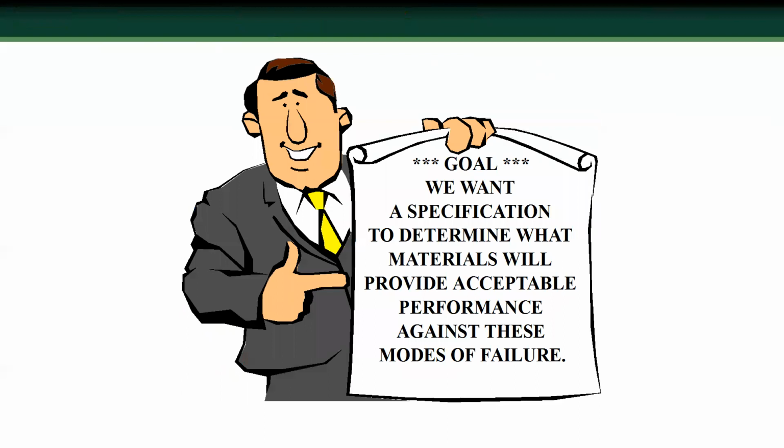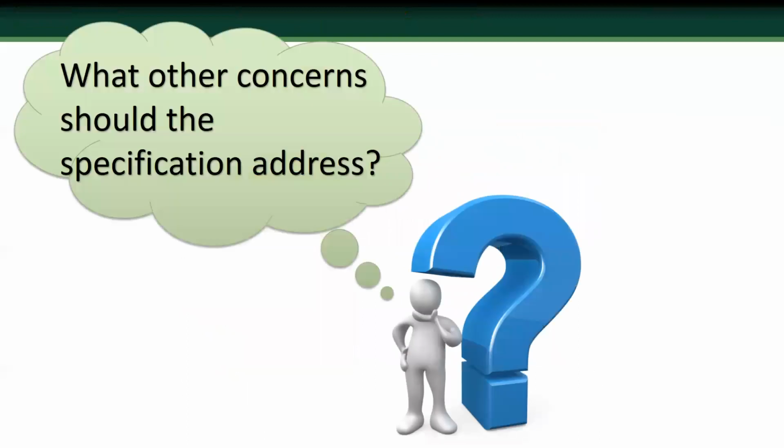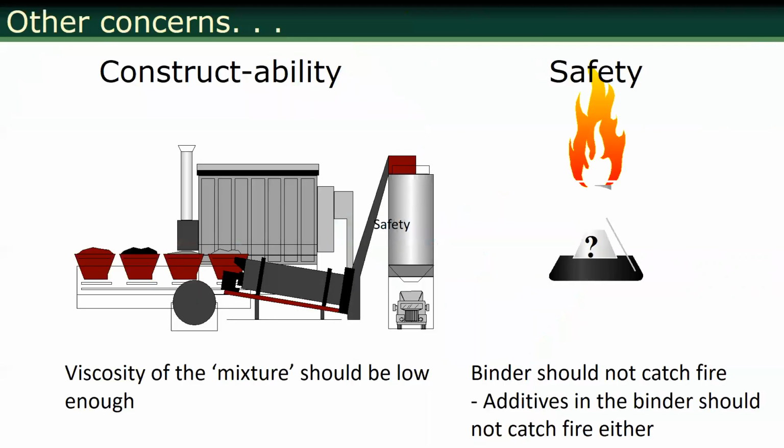Superpave binder design. So now the goal for the binder at scale 3 that I mentioned is we want a specification to determine what materials will provide acceptable performance against these modes of failure. That's the whole goal of the Superpave specification. So in addition to that, what other concerns should the specification address? Constructability and safety.